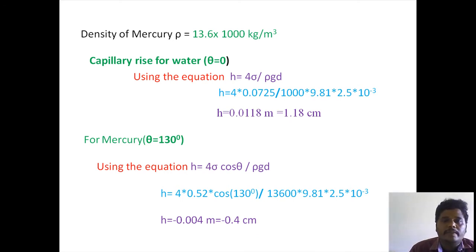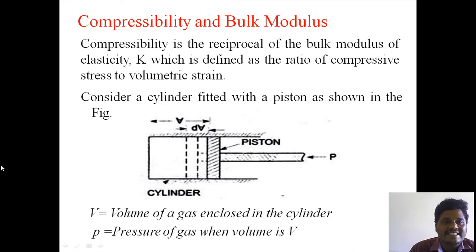Next concept is about compressibility and bulk modulus. What is meant by compressibility and bulk modulus? Compressibility is the reciprocal of bulk modulus of elasticity K. The bulk modulus is indicated with K, which is defined as the ratio of compressive stress to the volumetric strain.